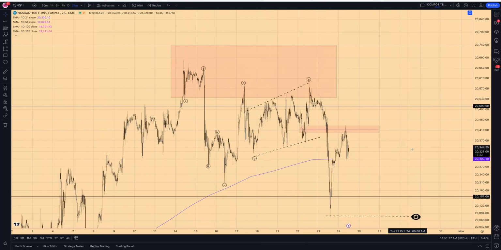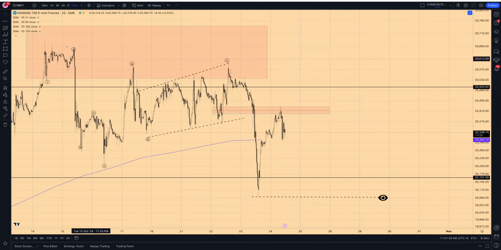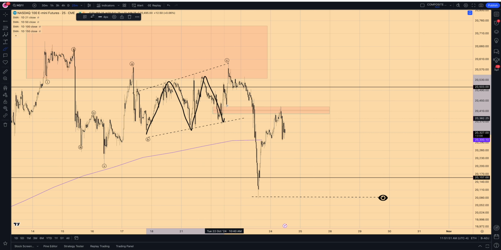Okay, it also looks impulsive to the downside. You have your 5 waves down here, you have your 3 up for your A, 3 down for your B, and then a 5-wave move for your C wave. Okay, this was your 1, 2, 3, 4, 5 for your C, and then we're starting another 5 down.